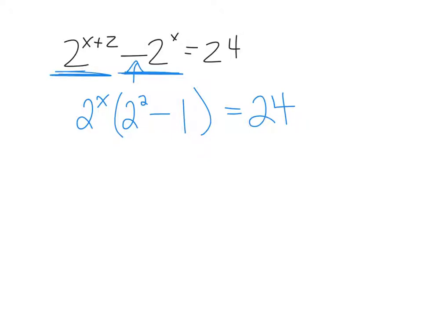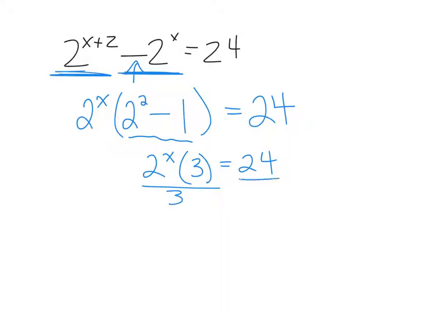Okay, and then I'm just going to simplify the brackets. 2 squared minus 1, so that's 4 minus 1 is 3, so I have 2 to the x times 3 equals 24. Then I might as well get rid of my 3. I'm going to divide both sides by 3. So 2 to the x equals 8. And I know that x equals 3 because I know 2 to the power of 3 is equal to 8.